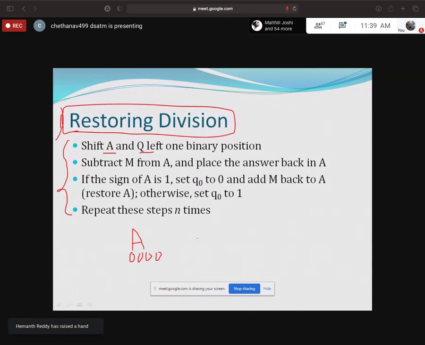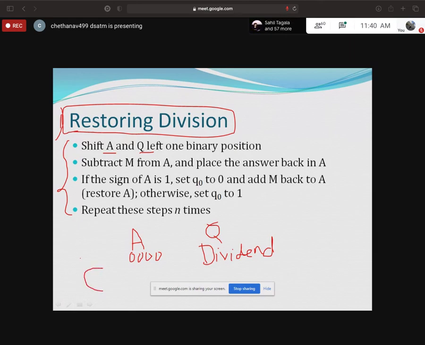Then we have a Q register. What is going to be filled inside this will be the dividend. Which data do you want to divide? That is your dividend. The dividend you have to keep inside the Q register. And you have a divisor M, which will be used for the operation.